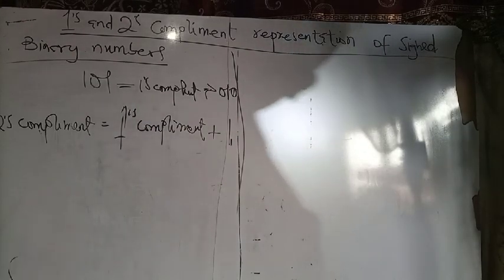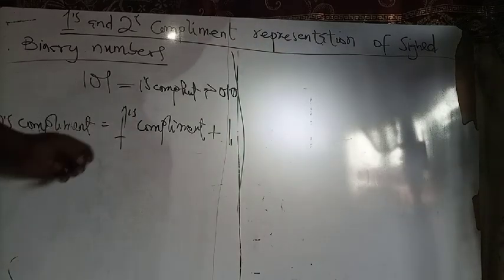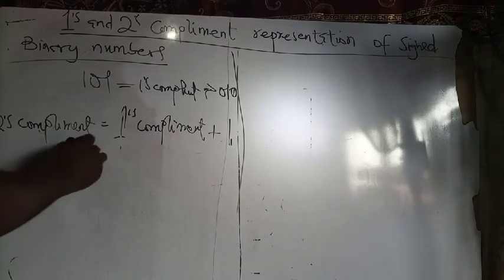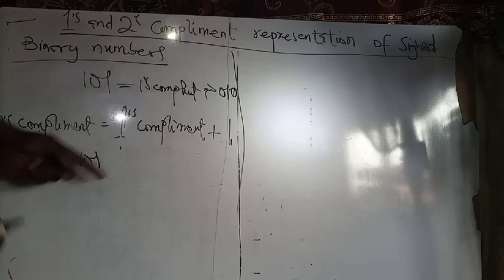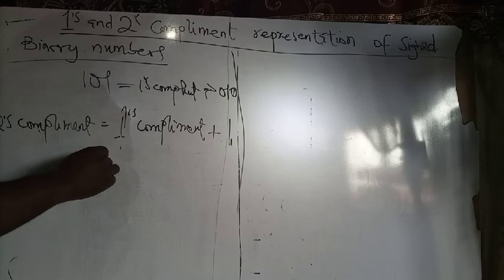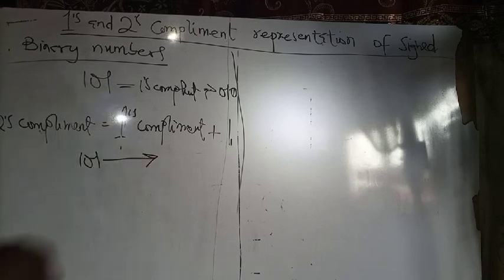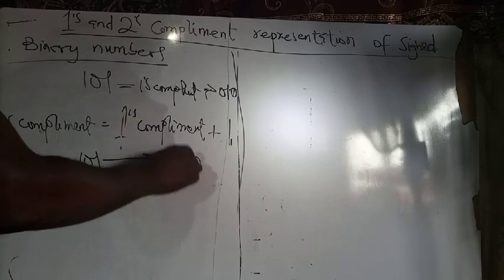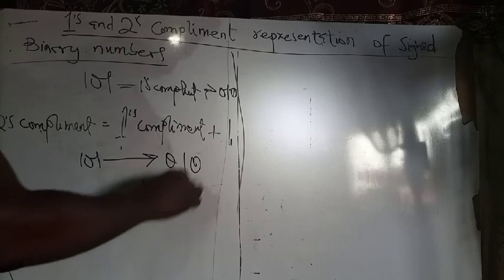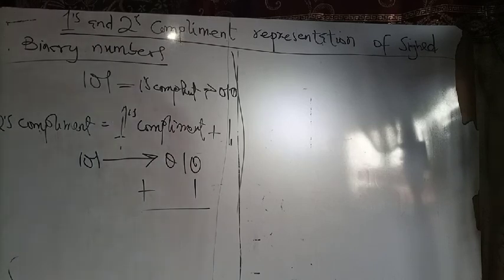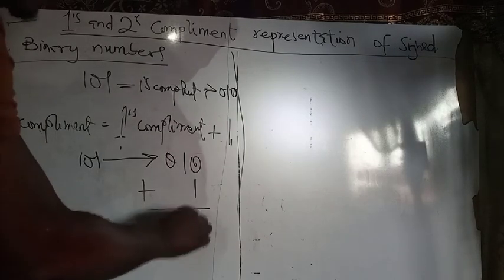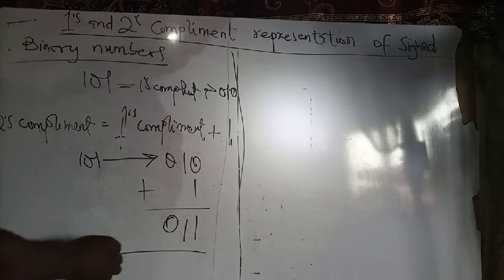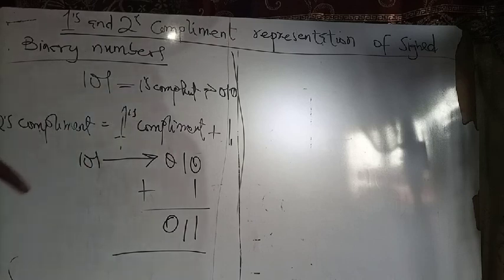Let us practicalize it. So when I want the two's complement of this same number, the number is 101. What I'm actually going to do is first find the one's complement of this number, which is 010. Then I'm going to add 1 to get my two's complement. So I'm finally going to get 110. So this becomes my two's complement of this number.